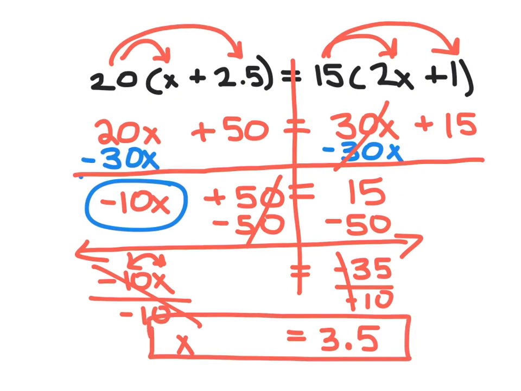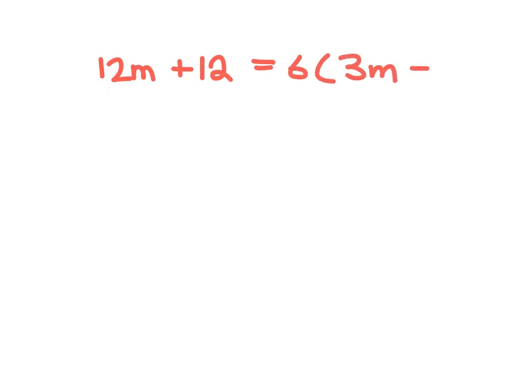So in order for both sides to be equal in my original equation, my x would be 3.5 to make both sides equal. Let's try a couple more. I've got 12 times m plus 12. And that is equal to 6 times 3m plus 3.